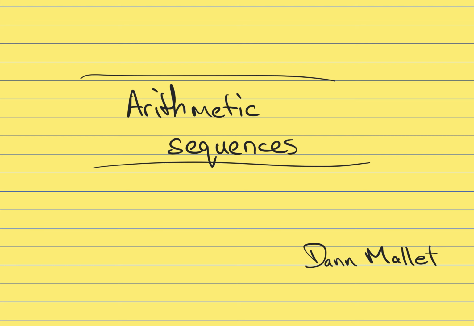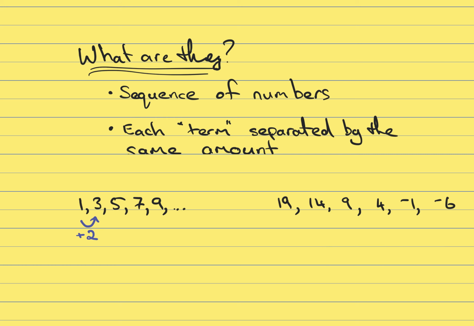In this video, we're going to briefly look at the idea of arithmetic sequences. Now, arithmetic sequences are just sequences of numbers, but specifically where each term is separated by the same amount. So in the example on the left there, you can see that we've got the numbers 1, 3, 5, 7 and 9 and so on, and that's a sequence of numbers.